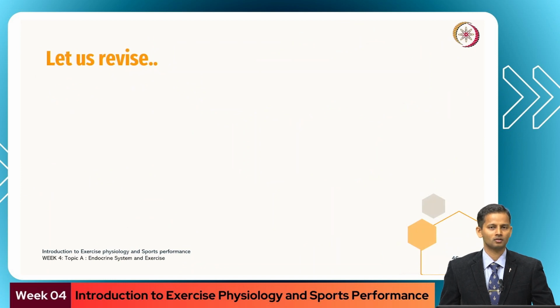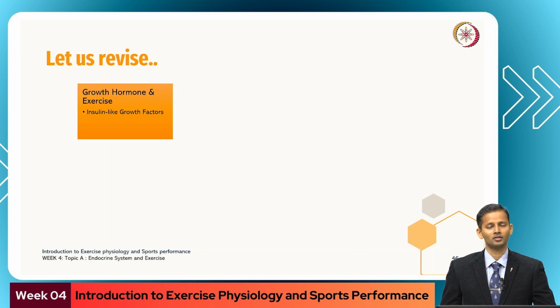Let us revise the concepts that we have gone through in the previous two parts. So we saw about the various endocrine glands, the basic concepts, the different classification of hormones based on the chemical structure, the mechanism of action of these hormones, how the hormone receptor complex functions, and we also discussed about the various endocrine glands and the hormones that are produced, their target organs as well as the major functions.